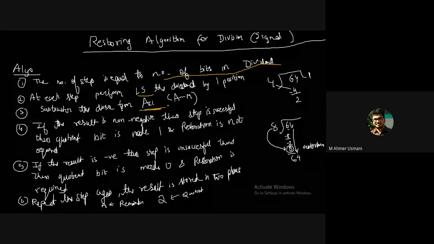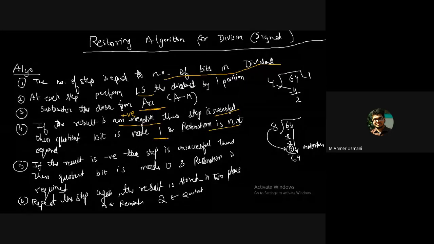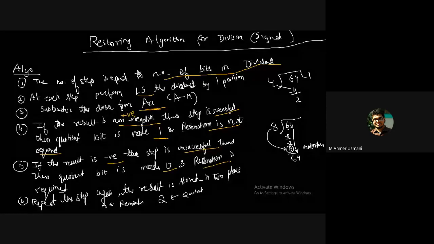Okay. If the result is non-negative, or you can say if the result is positive, better say it as positive, don't get confused. If the result is positive, then this step is successful. In that case, the quotient bit will be made as 1, and then restoration is not at all required. If the result is negative, the step is unsuccessful and the quotient bit is made as 0, and in that case restoration is required. Is that clear? Repeat this step again and again.